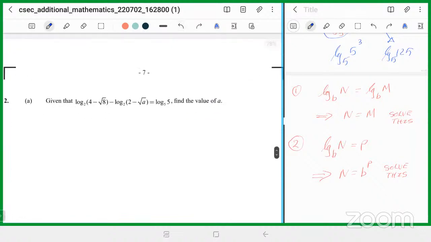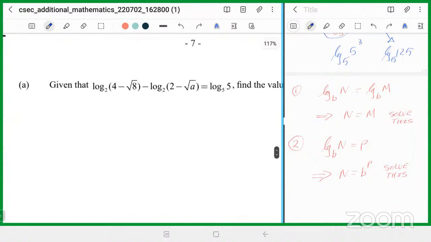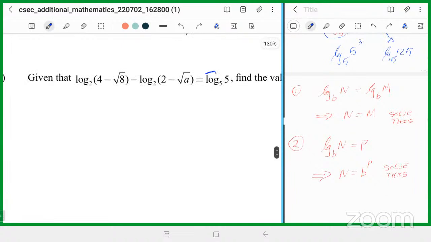To find the value of A, I need to simplify it down. First thing I notice is that this is log to base 5 of 5. It must equal 1. Not complicated. That is equal to 1. Log to base 5 of 5 is equal to 1.